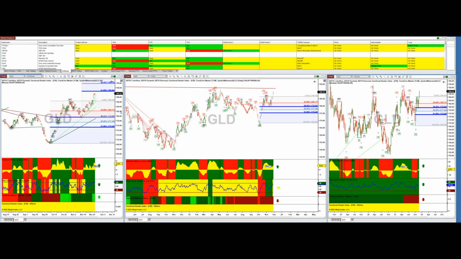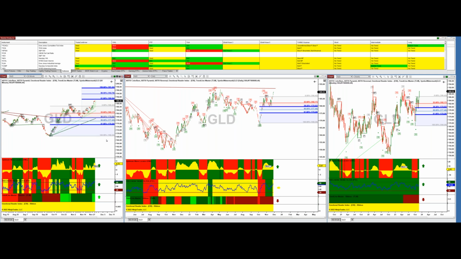It's got a green PTF on the 60-minute chart, indicating we still got a little room left to get into that target zone. So really short-term, on a 60-minute chart, 190 to 197. And then we should see some type of pullback after that.